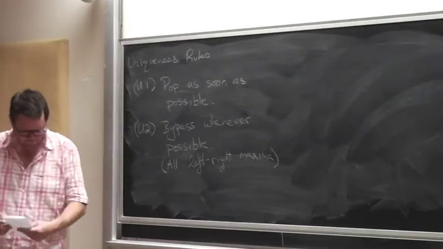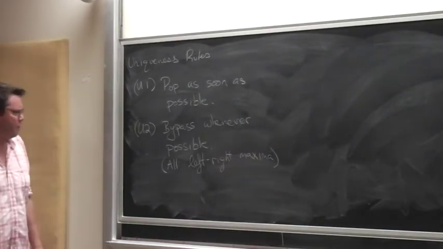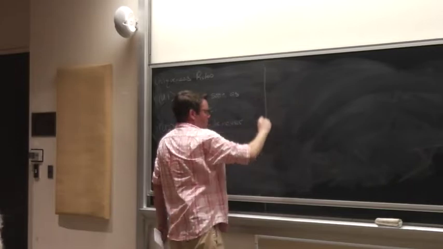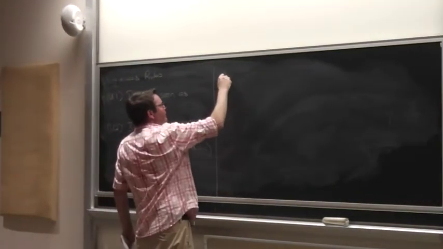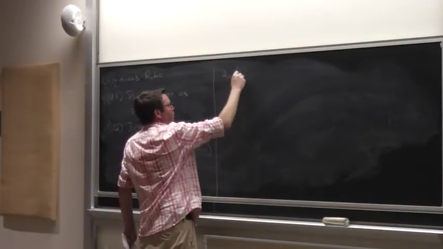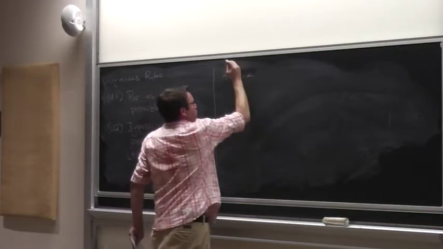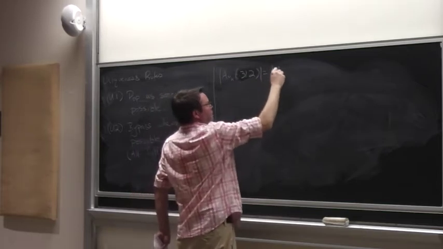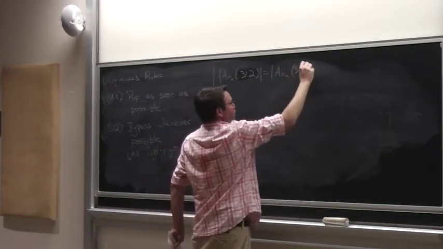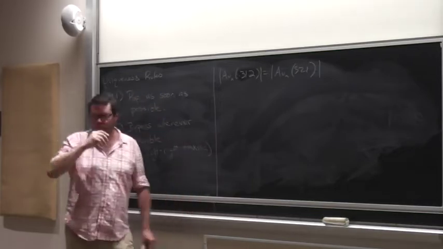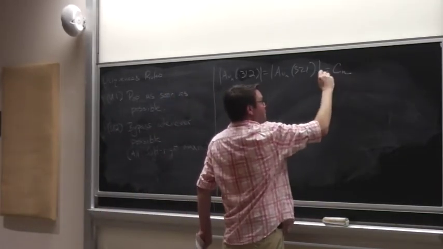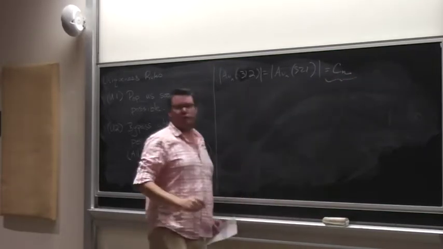So now, if you go back to stacks and queues, there's this result that the number of 312 avoiders is the same as the number of 321 avoiders for every n, and in fact, that's the n-Catalan number. Forget about this part for a moment, that it's the n-Catalan number.